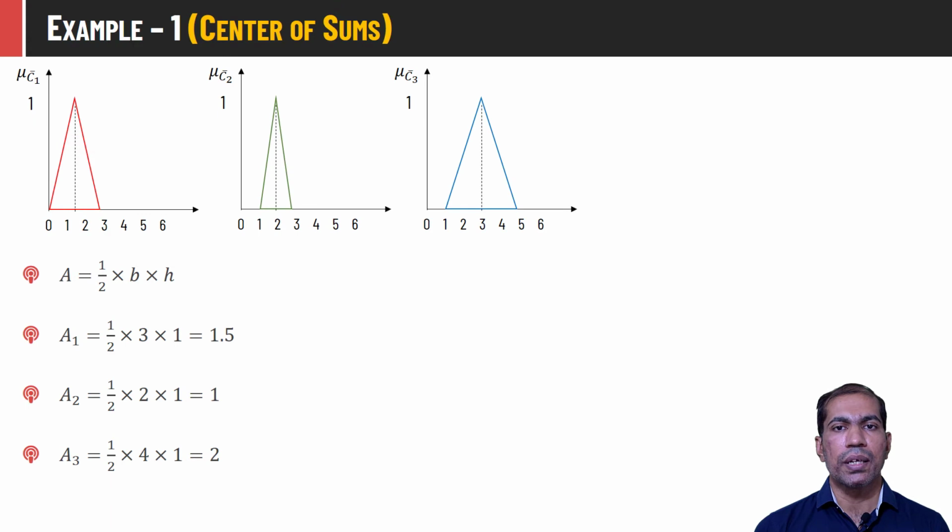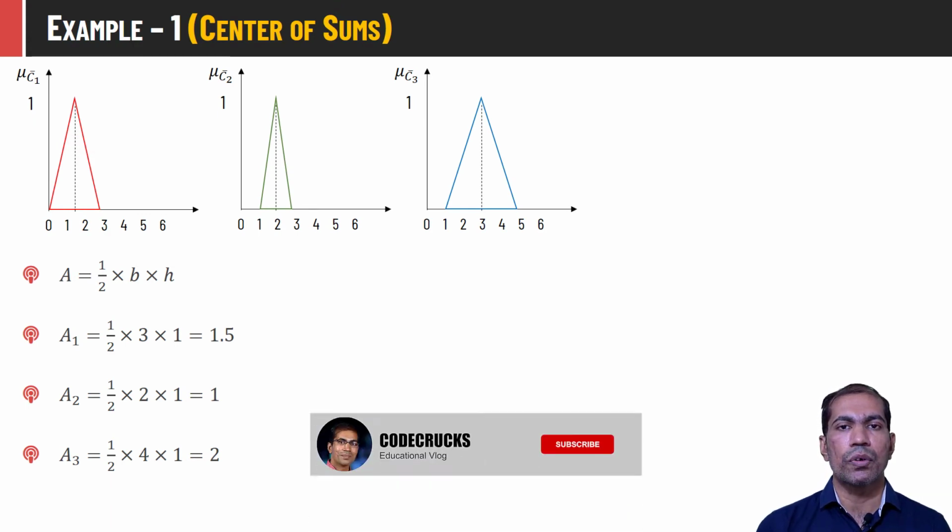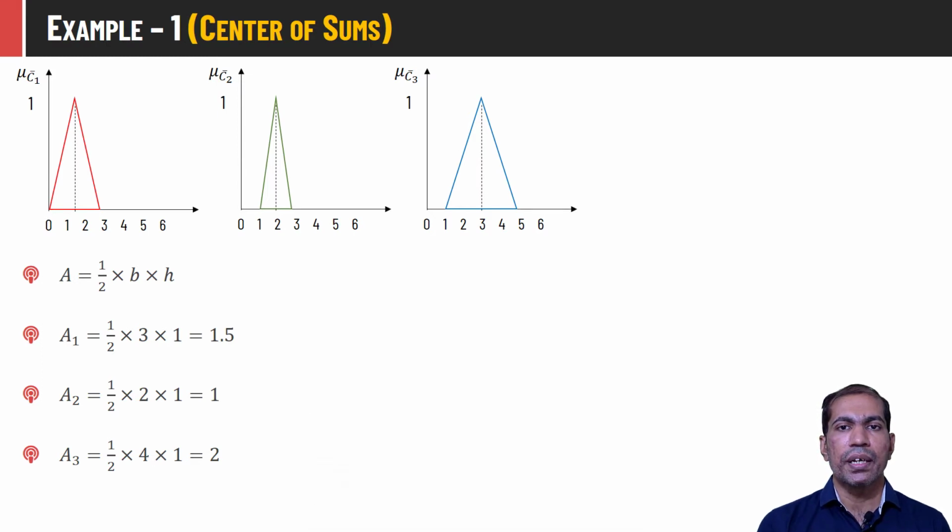In the center of sums method, we have to find the area of each individual fuzzy output function. That means we do not have to take the overlapping or the aggregation of these polygons. We'll find out the area of individual fuzzy output functions, and then we'll weight it by its center, and then we'll find out the crisp value.